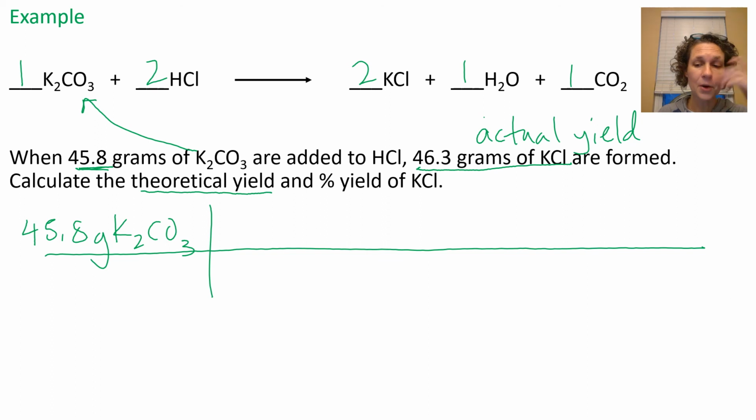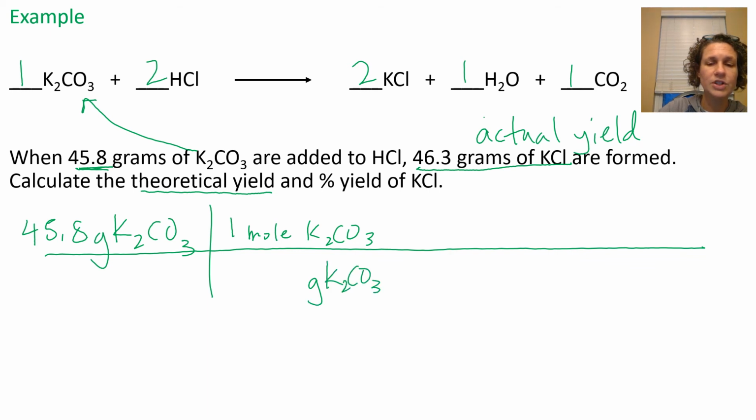All right, so a little bit of review on that. I'm always going to convert to moles first. So this is 1 mole of K2CO3. And then I am going to put it over grams. Because remember, I have to get out of grams for a little bit so I can use the coefficients with the moles. And so if I added it up right, you should get 138 for that mass.